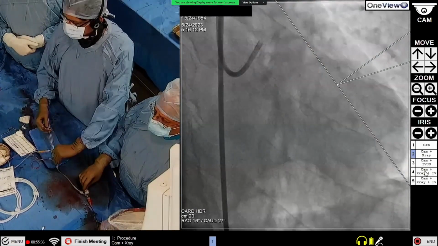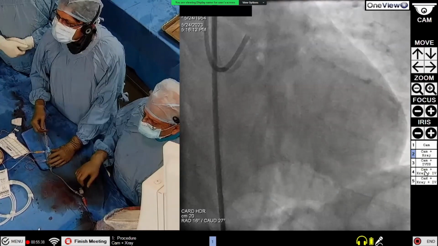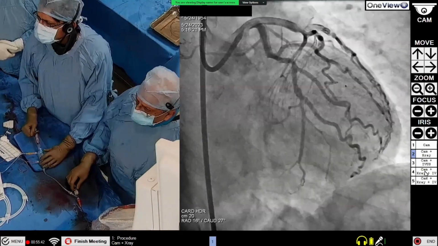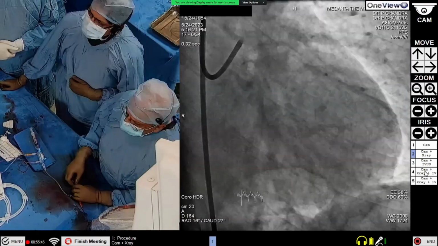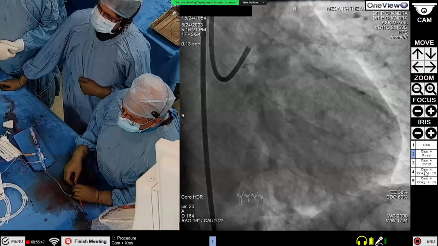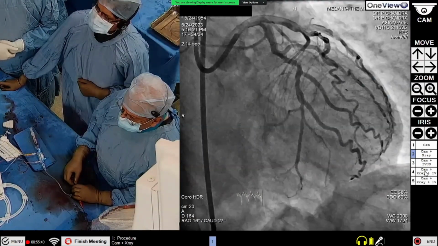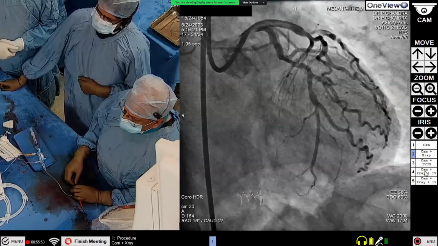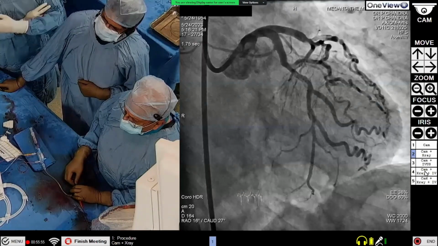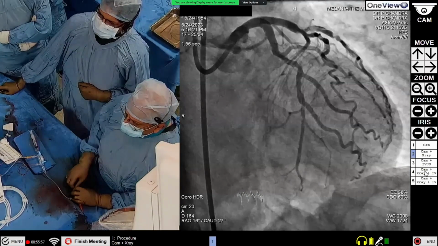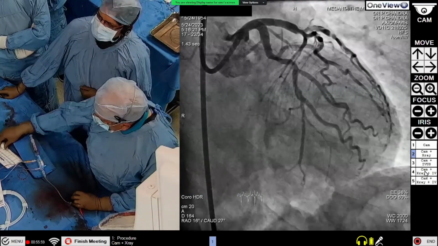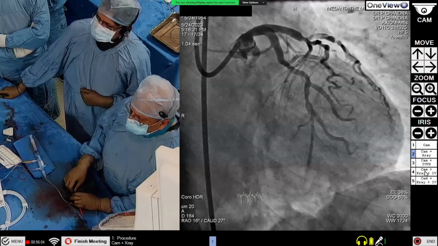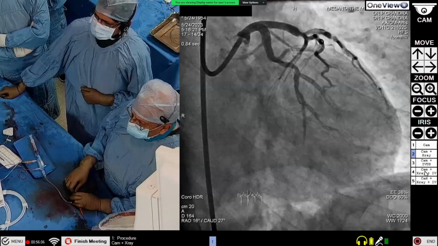Okay. Remove that. Okay. That's nice. So diagonal is having some dissection, but flow is really good. So this is the difference between a vessel treated with IVL versus a vessel treated with cutting balloon. In the vessel with IVL, there is no major dissection, and flow is really good. No haziness in between, and in diagonal you can see some haziness. But I think flow is good, and we can leave it.